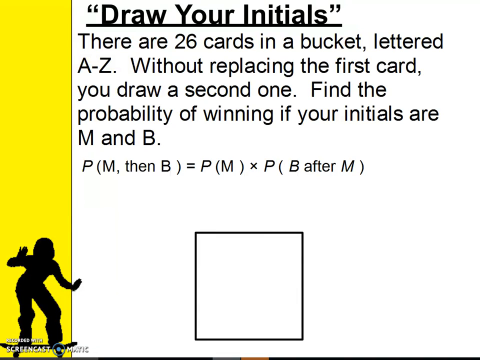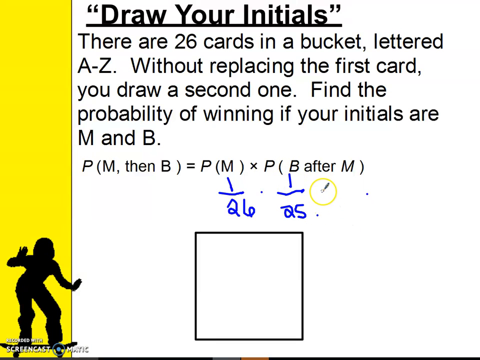There are 26 cards in a bucket, lettered A through Z. Without replacing the first card, you draw a second one. Find the probability of winning if your initials are M and B. Okay, in the alphabet, there is 1 M out of 26. We did not replace the M. So now in the alphabet, there's only 25 letters, and there's only one letter B.